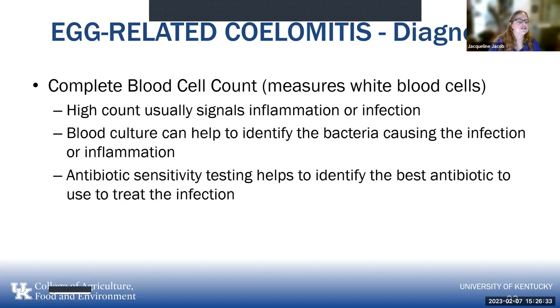The veterinarians can also do a complete blood cell count, which mainly you want to count the white blood cells, which are part of the immune system. A high white blood cell count usually indicates that there is an inflammation or infection inside the body. They can do a blood culture to try and identify the bacteria that's causing the infection, or they can also do an antibiotic sensitivity test to identify the best antibiotic that can be used to treat the infection.